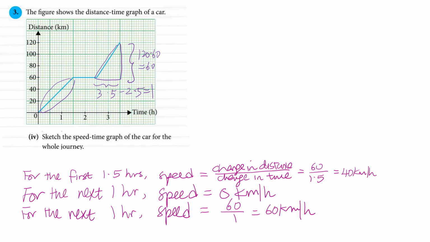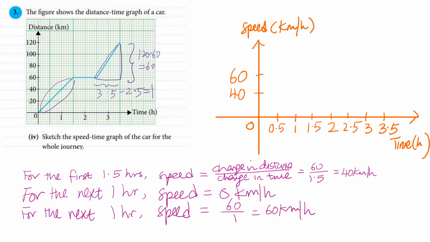So with this information, we can actually sketch the speed-time graph. Let's start off by drawing your axes. The x-axis is time in hours. You can start from 0 hours, 0.5 hours, 1 hour, 1.5, 2, 2.5, 3, 3.5. And there are only three speeds that we are interested in: 0 kilometers per hour, 40, and 60.